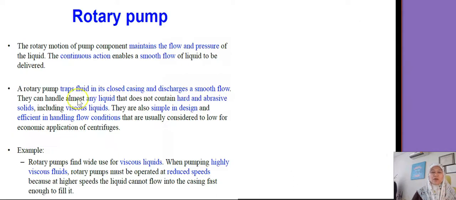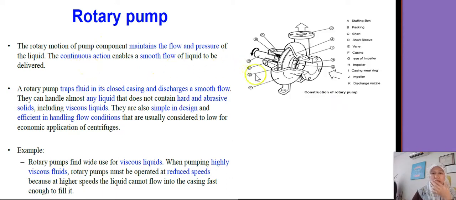Okay, let's look at the other part of positive displacement, the rotary pump. We're going to look further into this category. Rotary pump involves rotation. There's something that rotates inside the pump. There's no piston involved. It's widely used for viscous liquid.